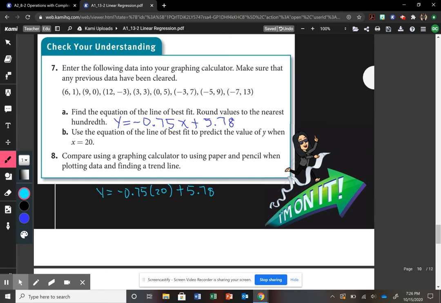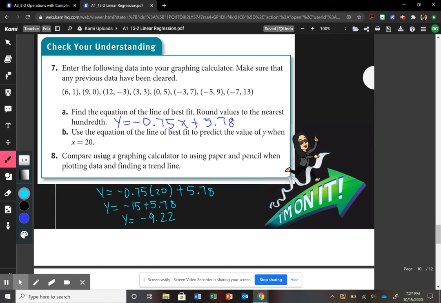All right, let me grab my calculator. So I'm going to do negative 0.75 times 20, which gives me negative 15, plus 5.78. All right, so then I'm going to add those two. So I get negative 15 plus 5.78, which gives me y is equal to negative 9.22.